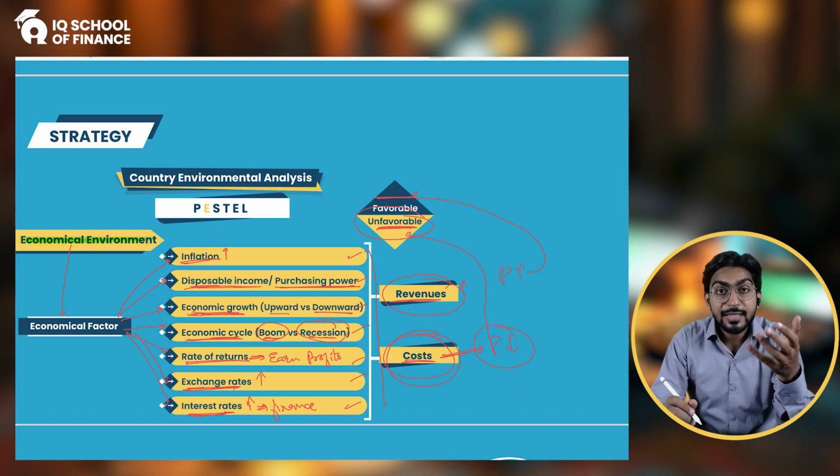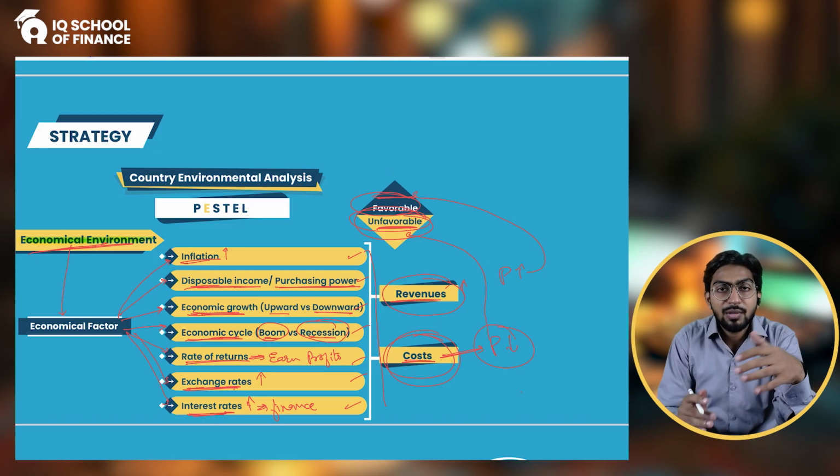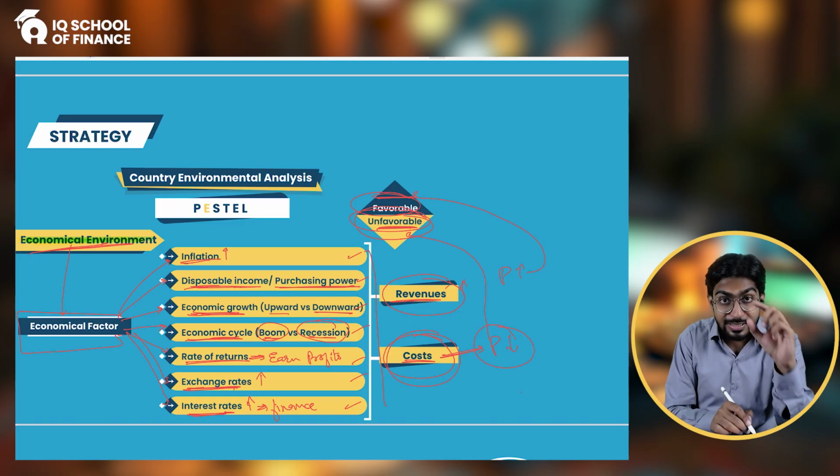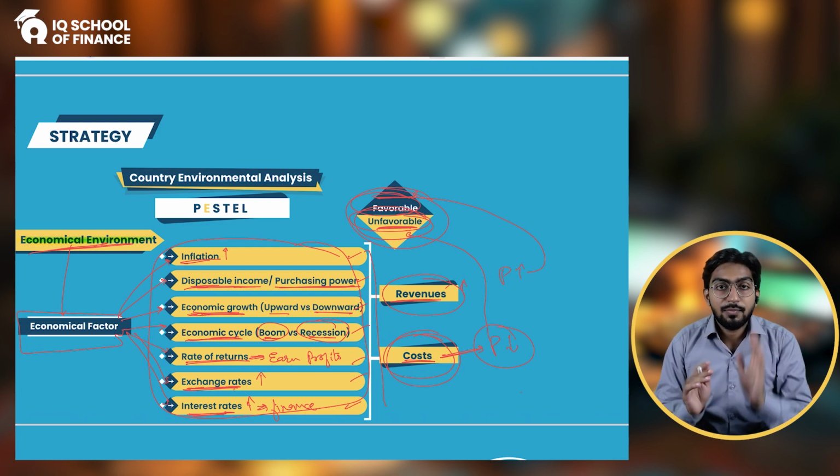All right. So that is how, if you want to analyze the economic environment, whether it's favorable or unfavorable, there can be multiple factors in the environment. Some could be favorable, some could be unfavorable, right? But how can you identify them? You can identify them by focusing on economic factors such as these, and then you have to analyze whether they are favorable or unfavorable, right?